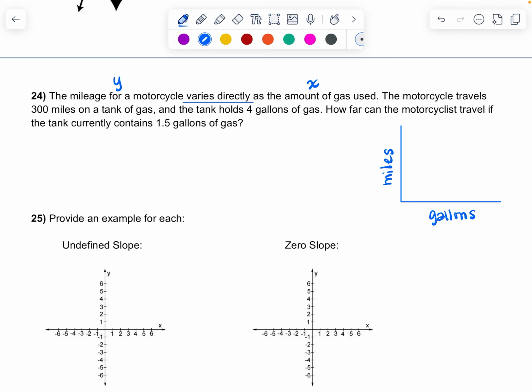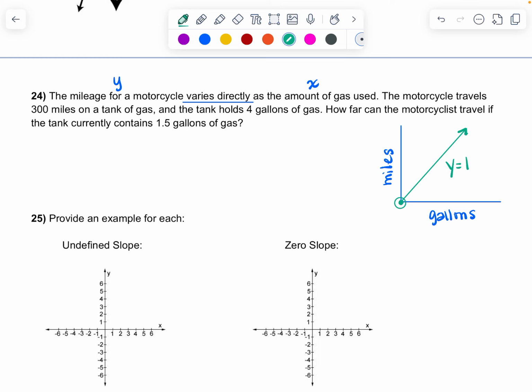Now, because it says varies directly, that means we know this graph goes through the origin, right? So it's going to look something like this. It has to go through the origin. That's the definition of direct variation, which means our y-intercept is always 0, which means the equation is y equals mx plus 0, which is just mx.